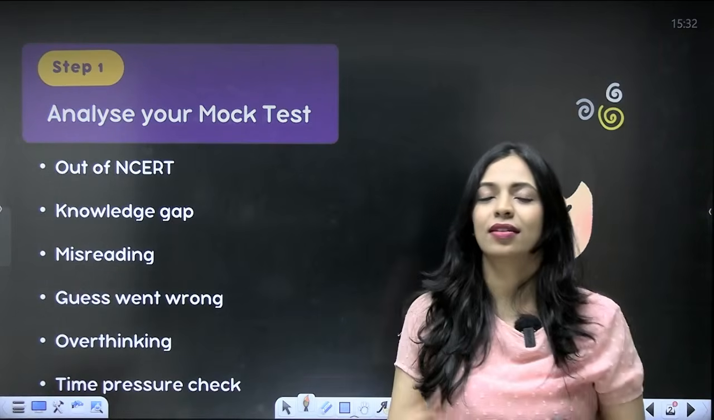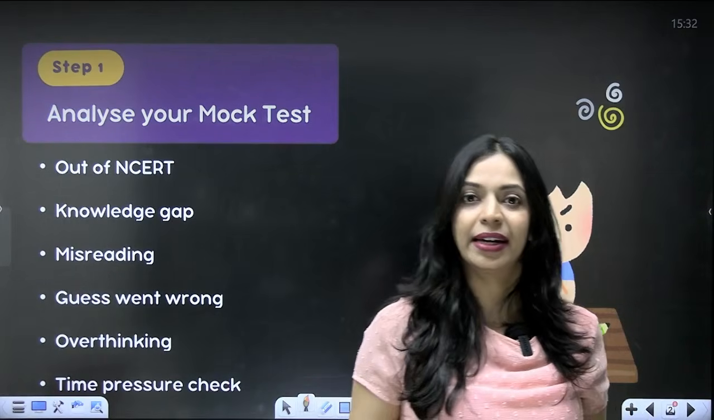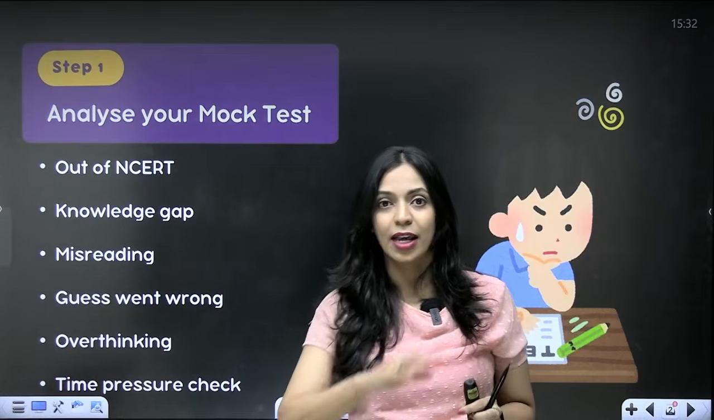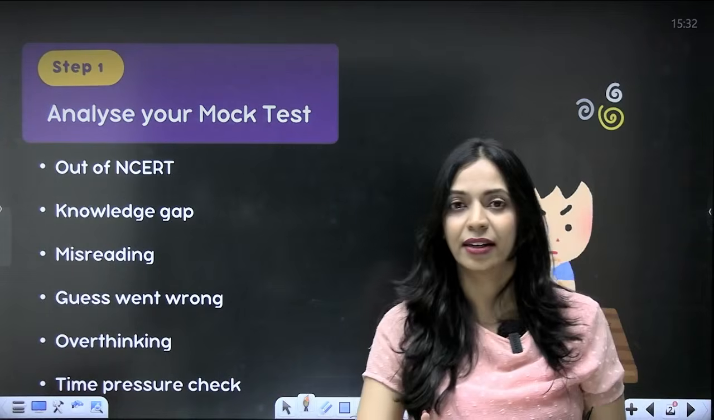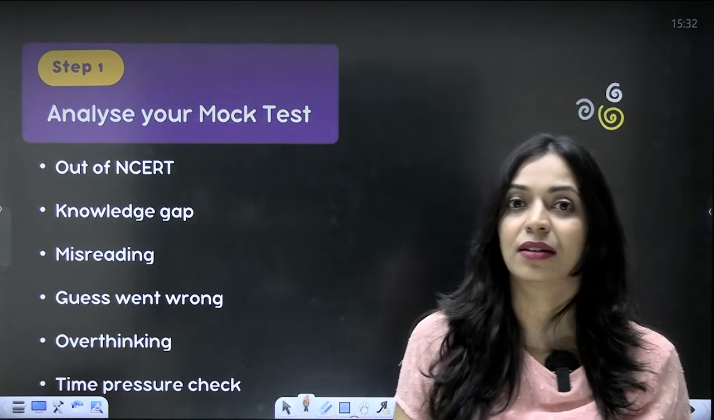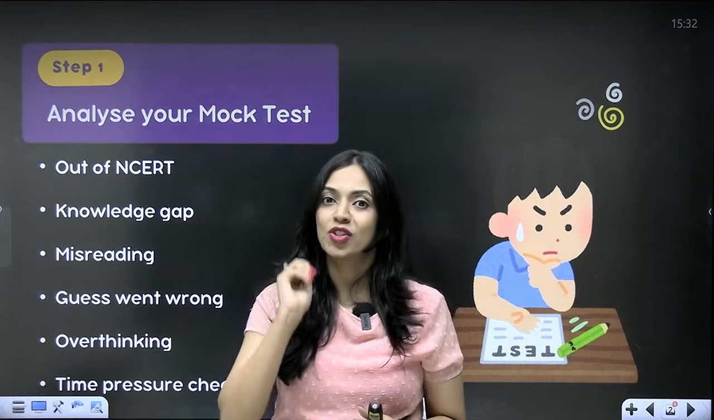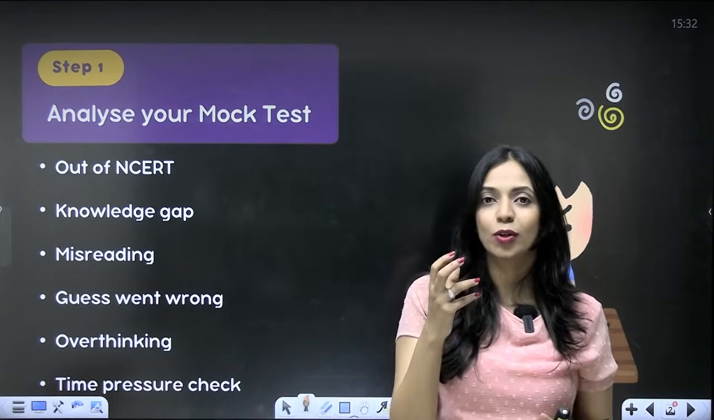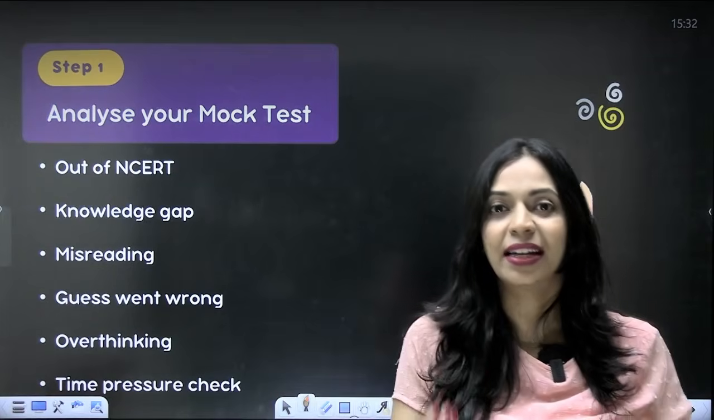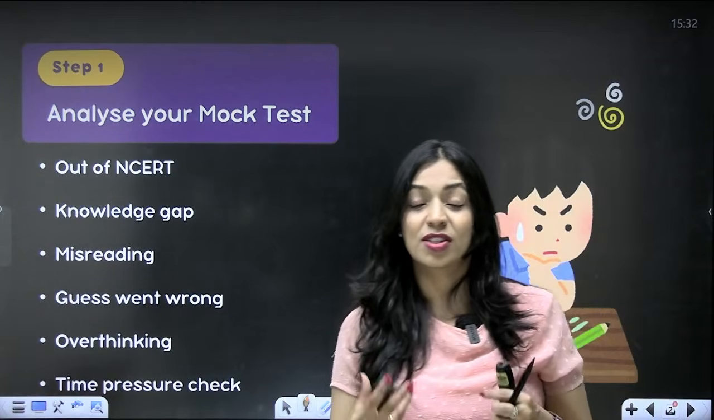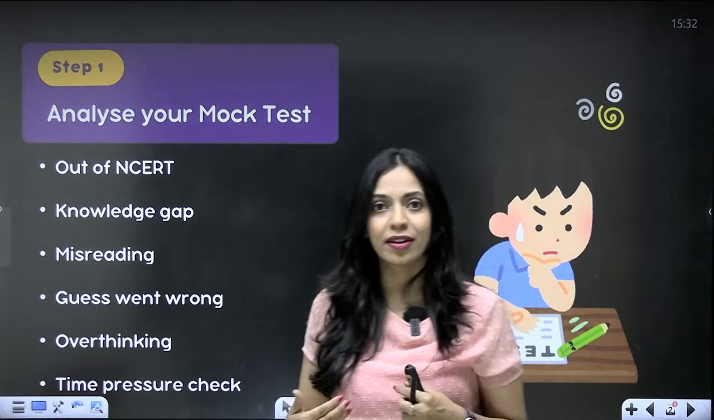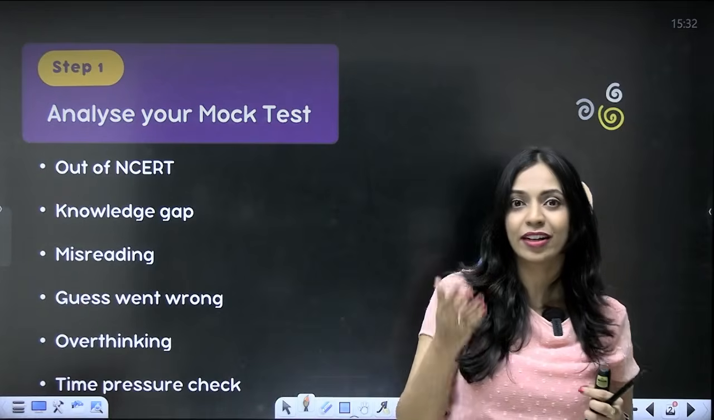Next, most often this happens: misreading, especially the key terms like which one of the options are correct, which is incorrect, find the correct match, find the mismatch. So whenever such questions are given to you, you tend to, in a hurry, in a rush, read it incorrectly. Now, this is sad because it's not like you don't know the concept, you've learned it, but in a rush, you did not read it properly.